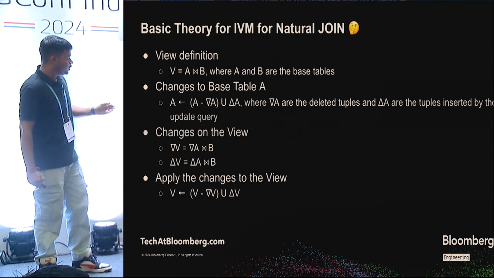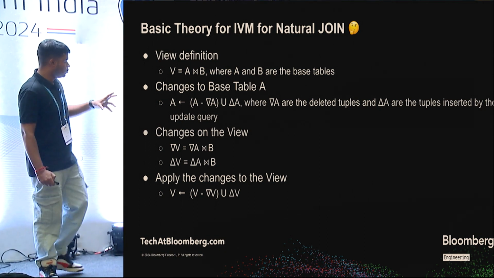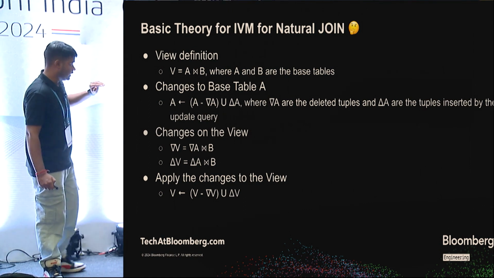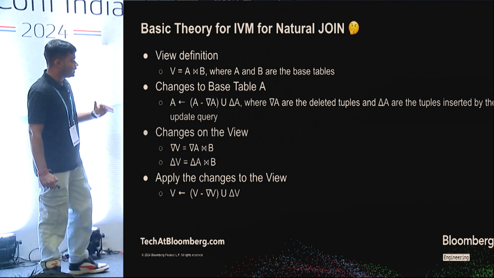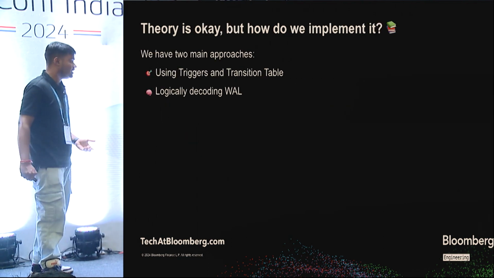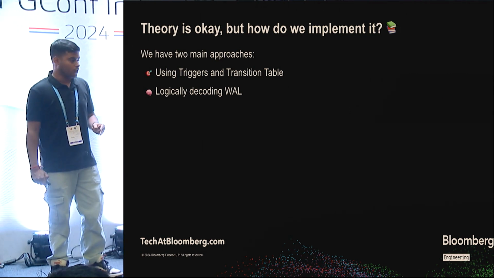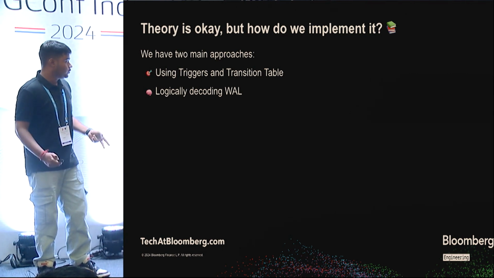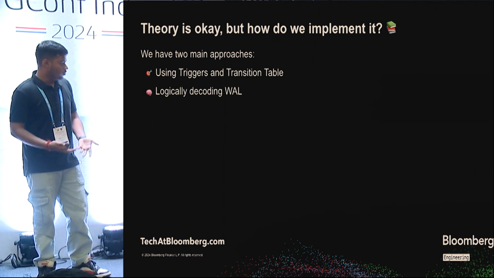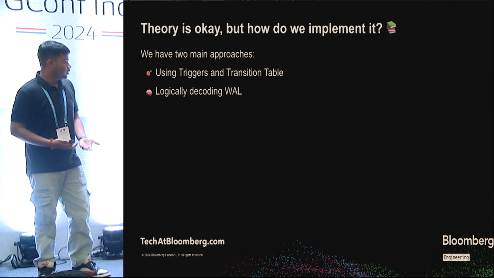But how are we going to get delta A and gradient A, which are basically the rows that were added in our base table and the rows that were deleted from our base table? We basically have two approaches for getting these rows. The first one is using triggers and transition tables. This is the approach that we are going to follow in our slides. I'll be talking more about this in the upcoming slides.